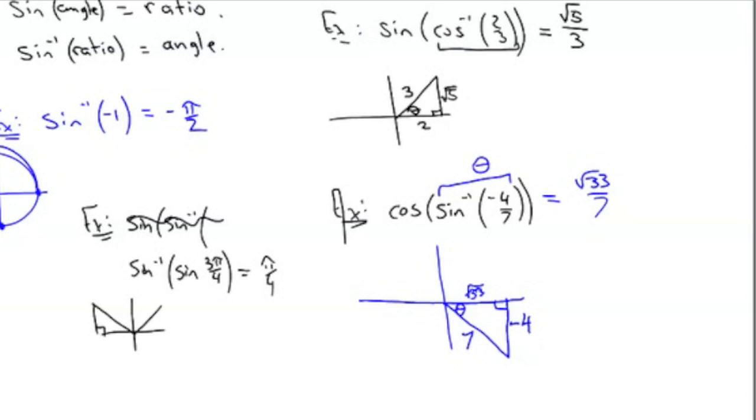Reference angle. Oh, it's pi over 4. Yeah. Since sine is positive here, you just take the reference angle and put it in the correct quadrant. The correct quadrant for a positive sine is? The right one. The first quadrant.